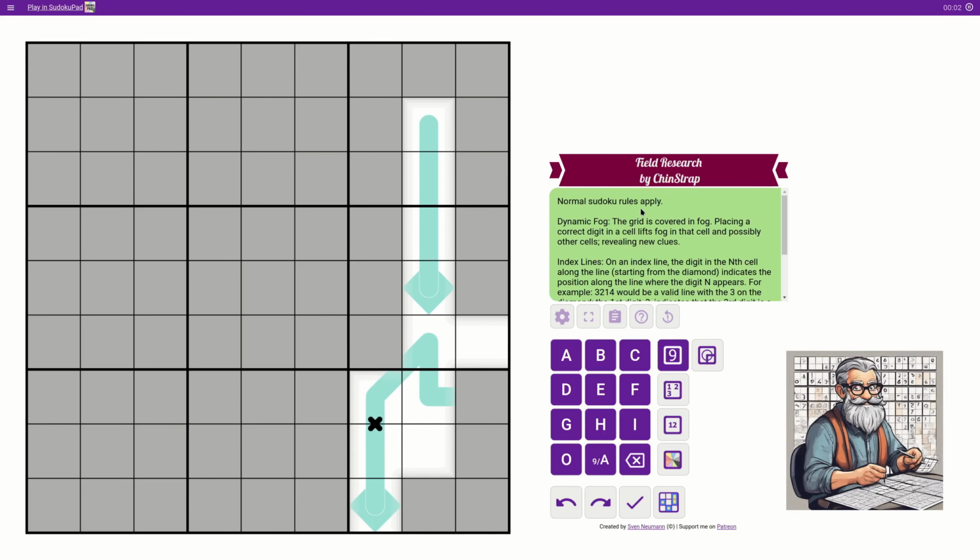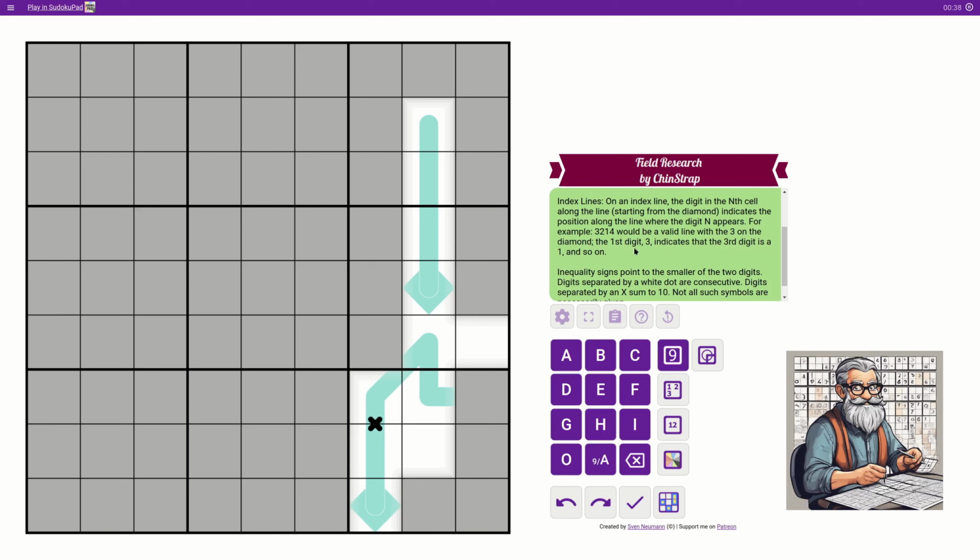Normal Sudoku rules apply. The digits 1 to 9 in every row, column, and 3 by 3 box. Dynamic fog. The grid is covered in fog. Placing a correct digit in a cell lifts fog in that cell and possibly other cells. Right. Okay, so this is different than the other dynamic fog. At least different. There's something extra here. It seems that placing a correct digit in a cell always lifts fog in that cell, while in others it wasn't necessarily true.